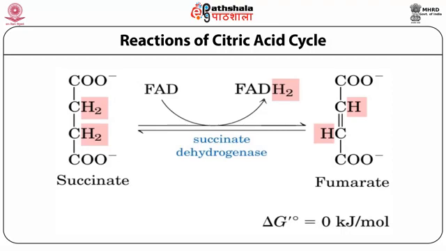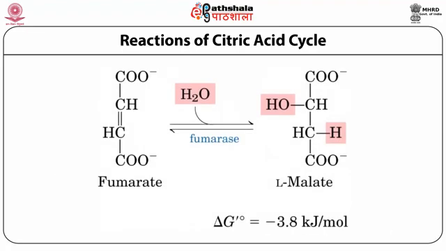Malonate has a similar structure to succinate and competitively inhibits succinate dehydrogenase. The seventh step in the tricarboxylic acid cycle is catalyzed by the enzyme fumarase, which adds a water molecule to get everything ready for the final step of the cycle. Fumarase carries out hydration of fumarate, converting it into malate.